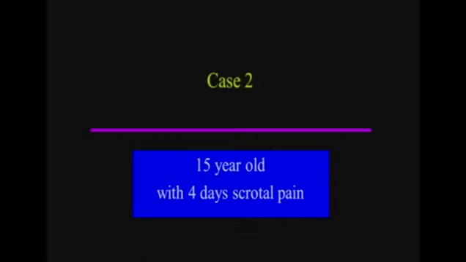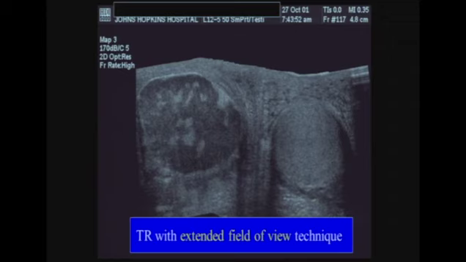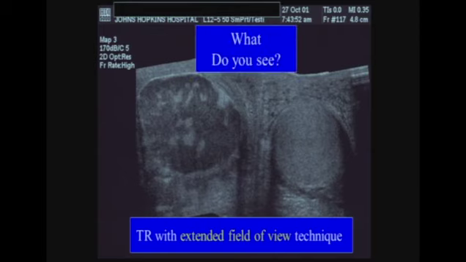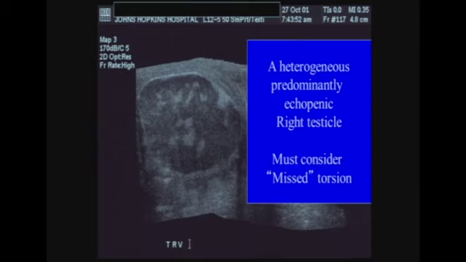Another case, a 15-year-old with 4 days of scrotal pain. This is a transverse image using extended field of view technique, and we can see 2 testes, one on the right and one on the left. The one on the left looks homogeneous. That is what we consider normal. The one on the right is heterogeneous. What do you see? So you'll probably see what I just said, a heterogeneous, predominantly hypoechoic right testicle.